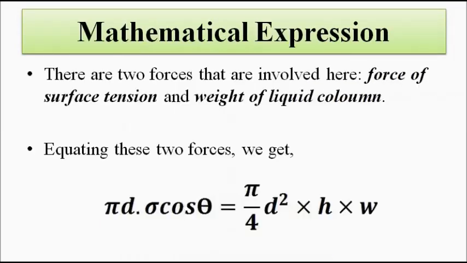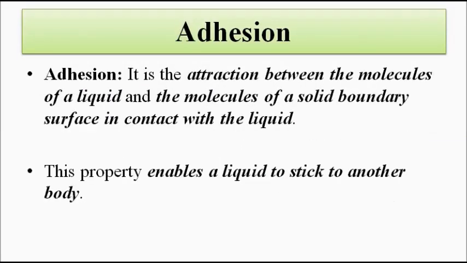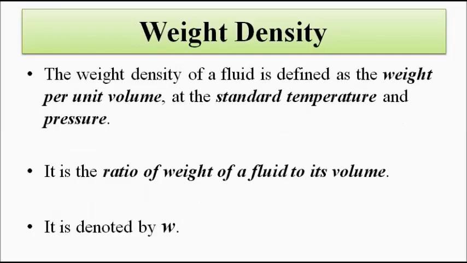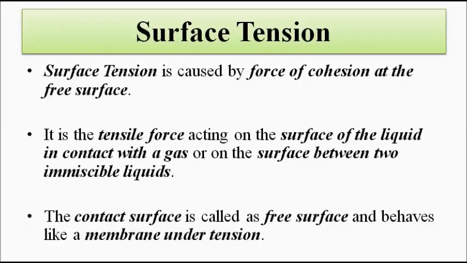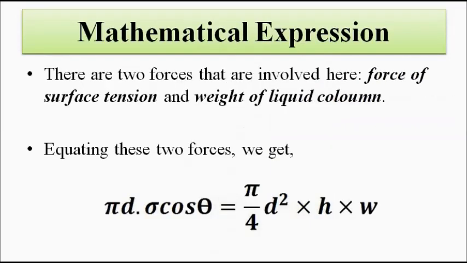So when we equate these two, we get the capillary height, rise or depression, as 4 sigma cos theta by WD. This is the phenomenon of capillarity. Here the concepts related to cohesion, adhesion, specific gravity, weight density and surface tension all came into play to explain the phenomenon of capillary rise and depression. And this is the mathematical expression.